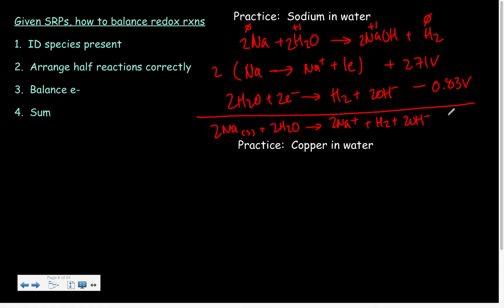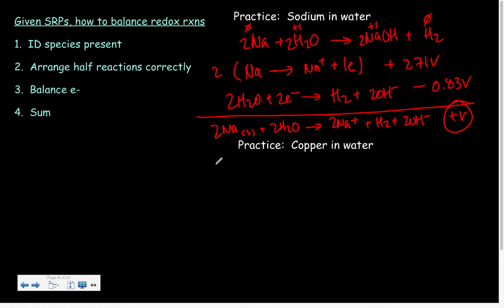And over here we do end up with a positive voltage, which means that yes, this happens. That should make sense because this is one of those reactions we've been talking about since sophomore year: a group 1 metal plus water gives us hydrogen gas and a metal hydroxide. Positive voltage, it does happen.